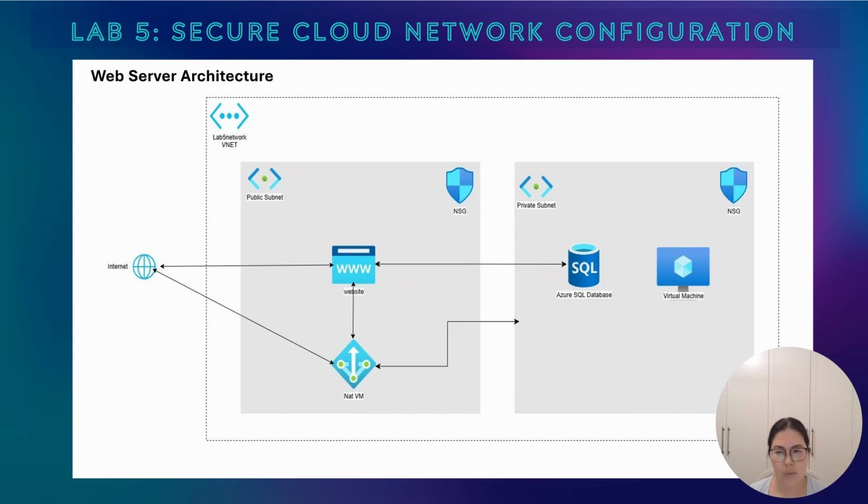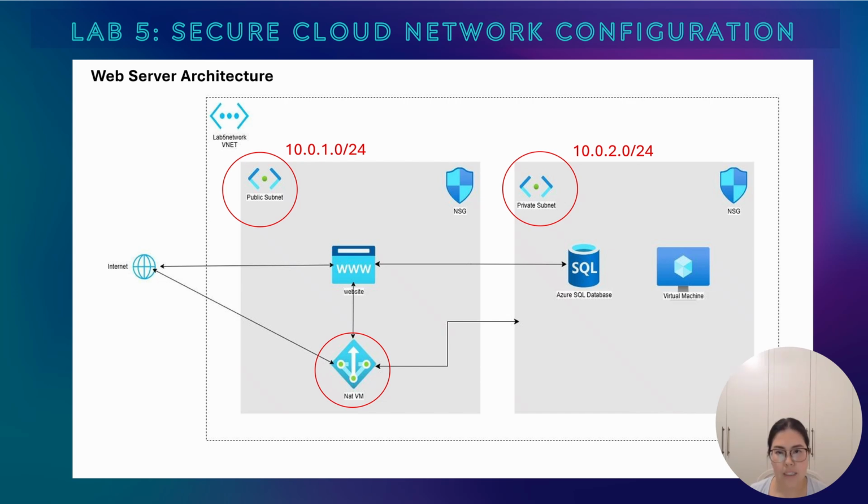The environment is split into 2 subnets within a single virtual network: a public subnet for internet-facing systems and a private subnet for internal resources that must never be directly exposed. A NAT virtual machine in the public subnet is configured with IP forwarding and IP tables to allow outbound internet access for updates while blocking unsolicited inbound traffic, forcing all private subnet traffic through a single controlled exit point.